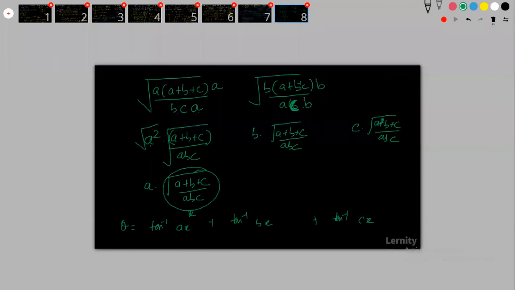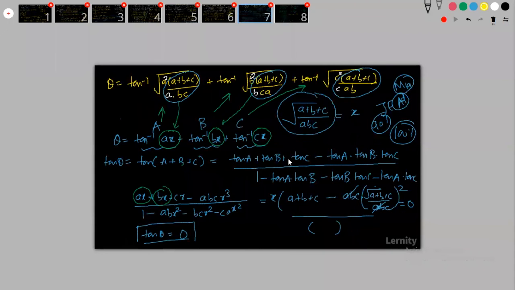Now I'm taking this as capital A angle, this as capital B angle, and this as capital C angle. So now I have simply taken tan on both sides. So here I will get tan of (A plus B plus C). Tan of A plus B plus C is what? The formula we know: tan A plus tan B plus tan C minus tan A tan B tan C, divided by 1 minus tan A tan B minus tan B tan C minus tan A tan C.